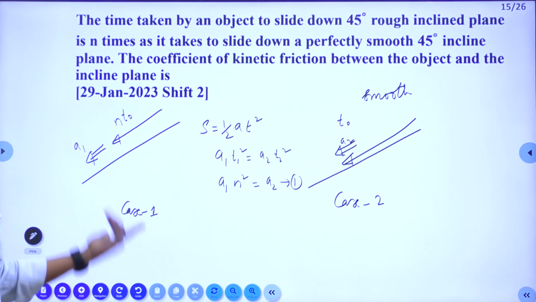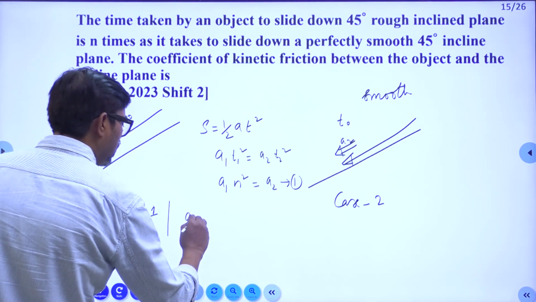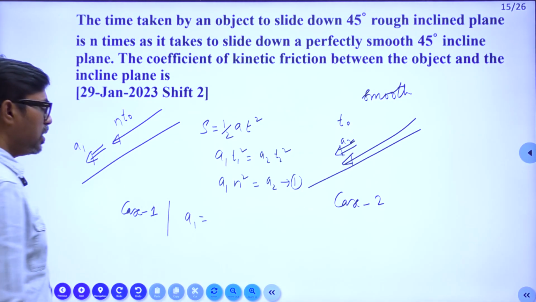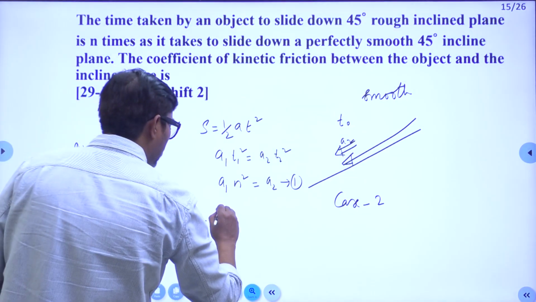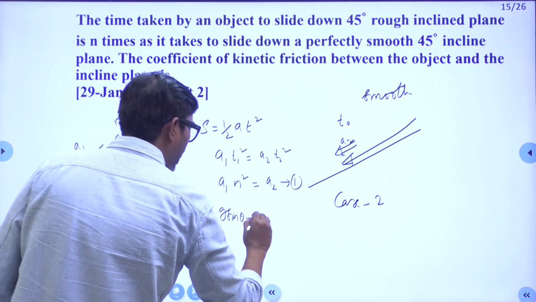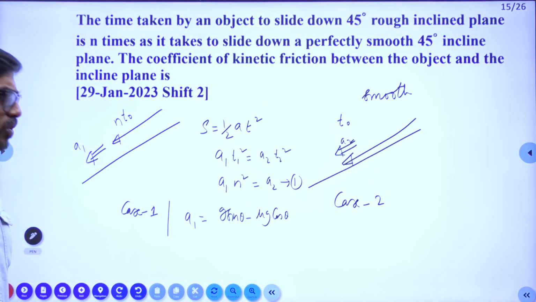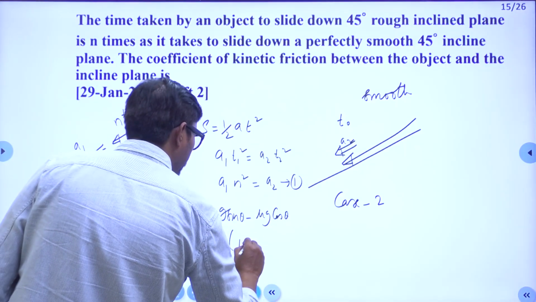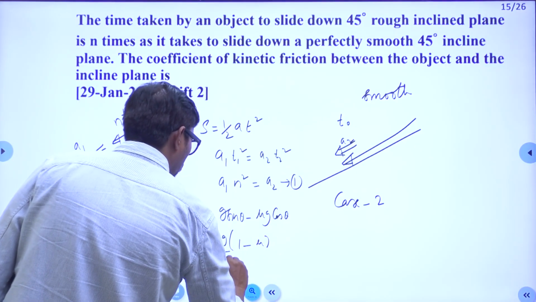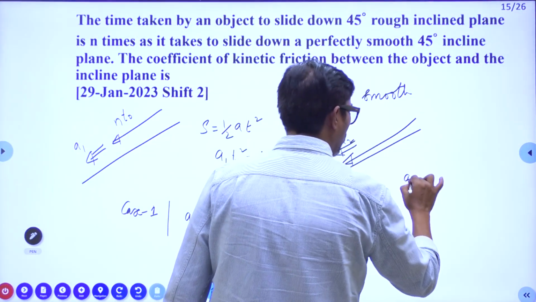But I can use Newton's law to find accelerations. What will be A1? It's a very standard one. Even in board examination you would have seen it. A1 equal to G sin theta minus mu G cos theta. And cos theta, sin theta, both of them are 1 by root 2 only. So you will have G by root 2 into 1 minus mu. That is A1. And what about A2? A2 is only G sin theta.